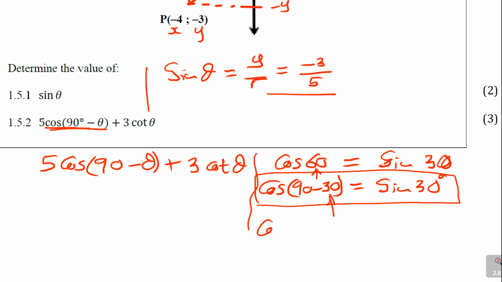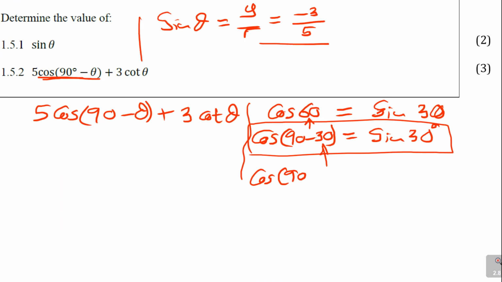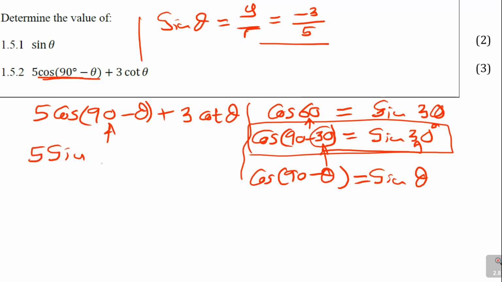I can say cos 90. Where is the 90 coming from? 90 is coming from here. Remember, this is 0 and this is 90. Are you with me? So that is where the 90 is coming from. So 90 minus, let's say any angle here can become theta, is equal to, since 30 was 30, this will also be equal to sine theta. So which means here it's actually 5 sine theta plus 3 cot theta. You see that?